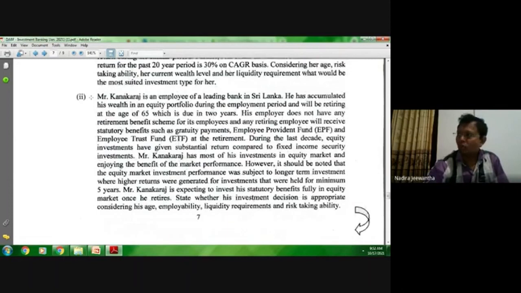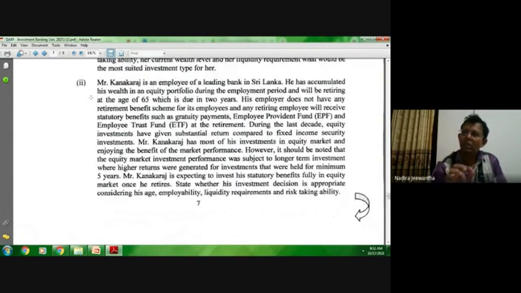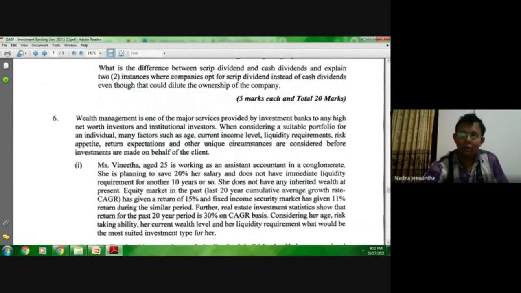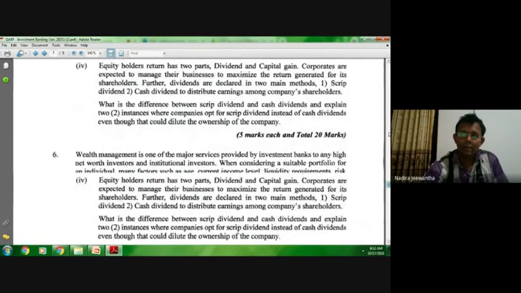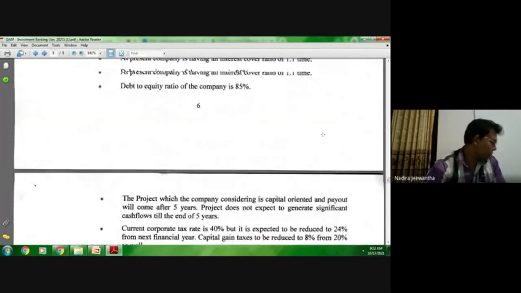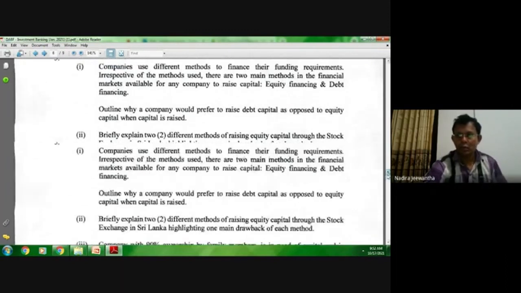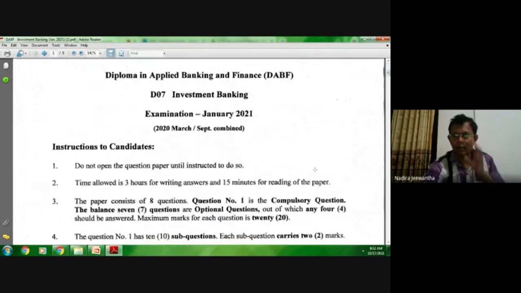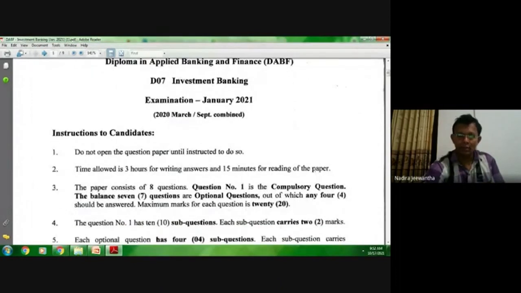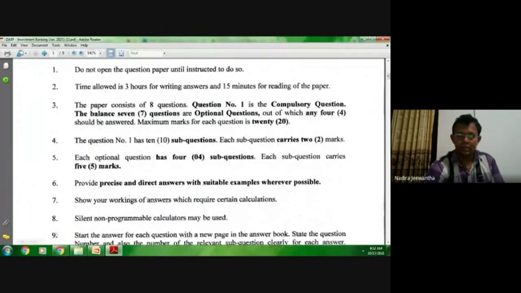Now, you can't just say no. Why? It's a 5-mark question, so at least you should say something, not lengthy. In the exam paper also, it says you should have very short answers. If you can answer to the point, that is more than enough. Provide precise and direct answers. If you don't know, then you tend to write more, and that's not going to work.